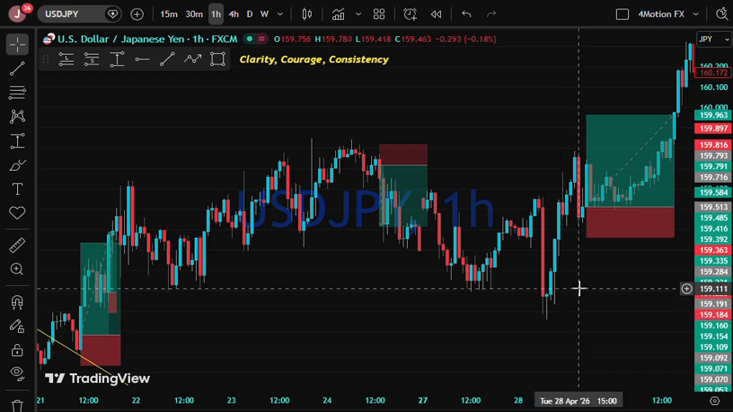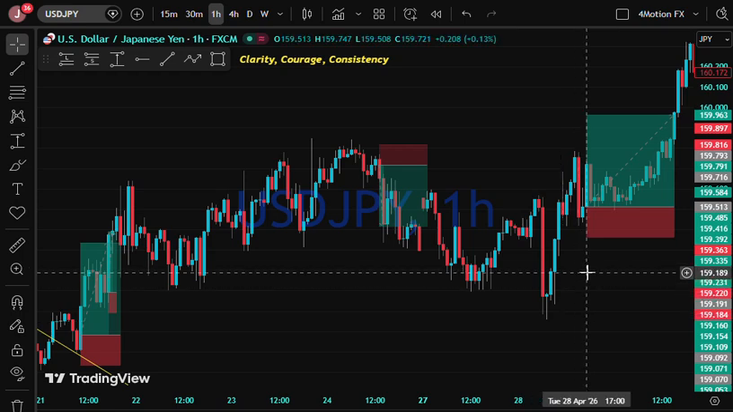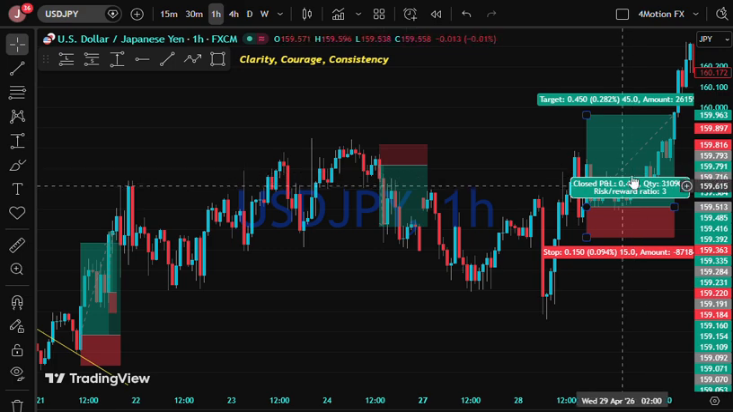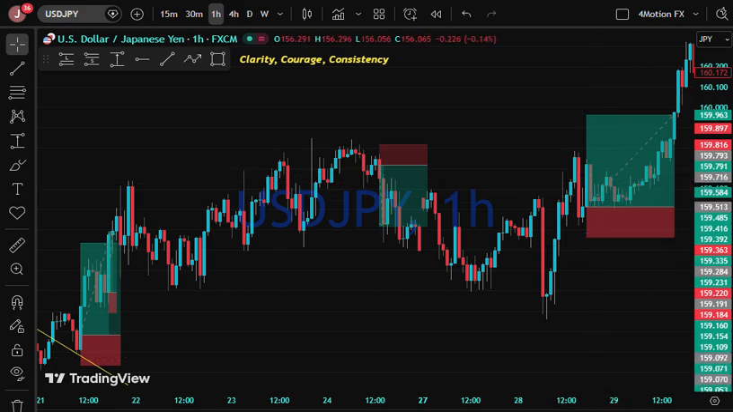Traders, today I want to use this setup to show you how the system is designed to manipulate retail traders to keep away from the market. You see, this was a screen, take profit. Let's go to the chart.